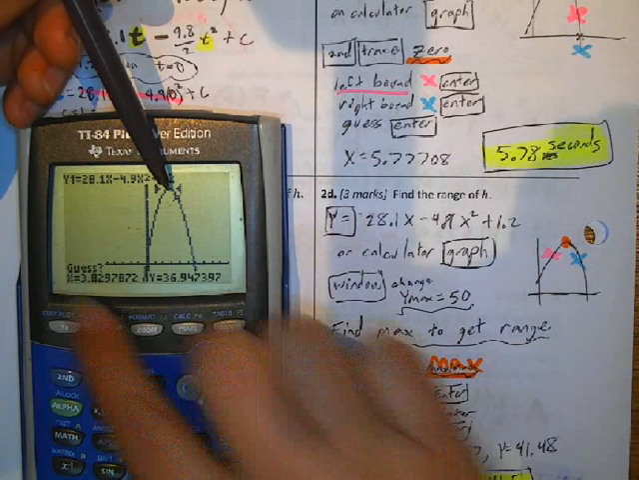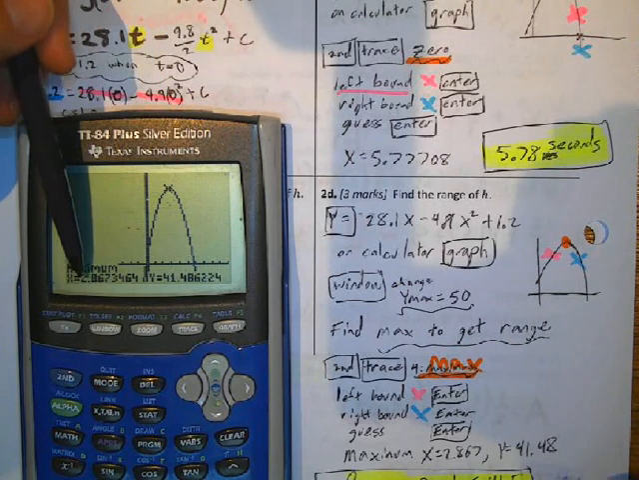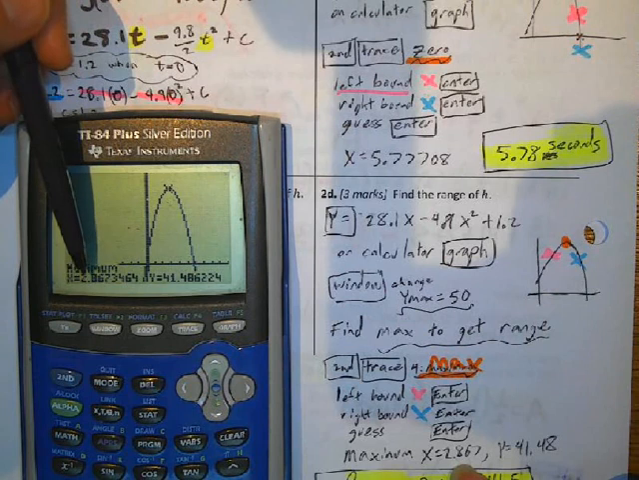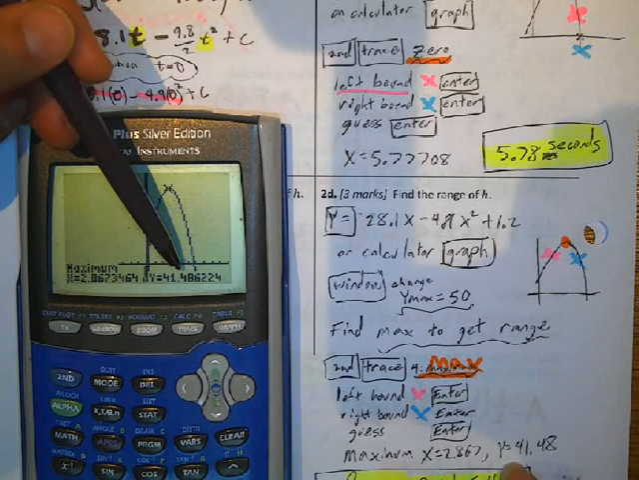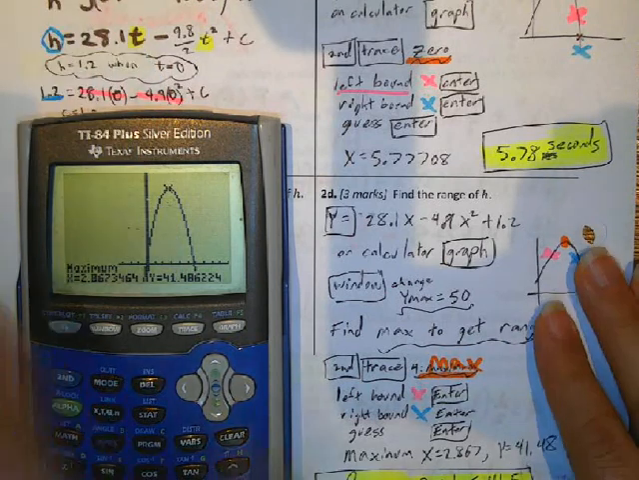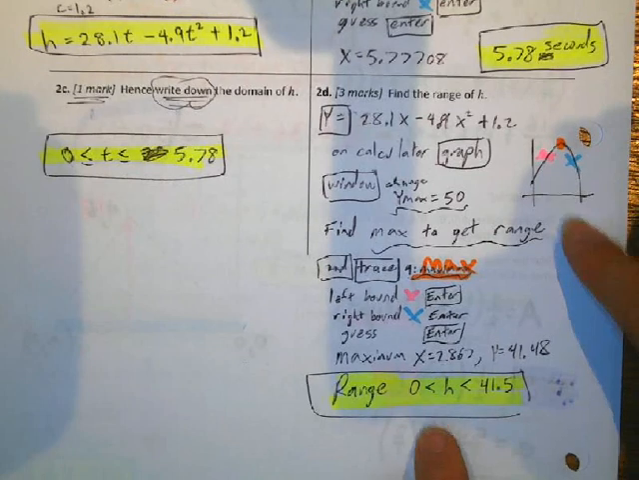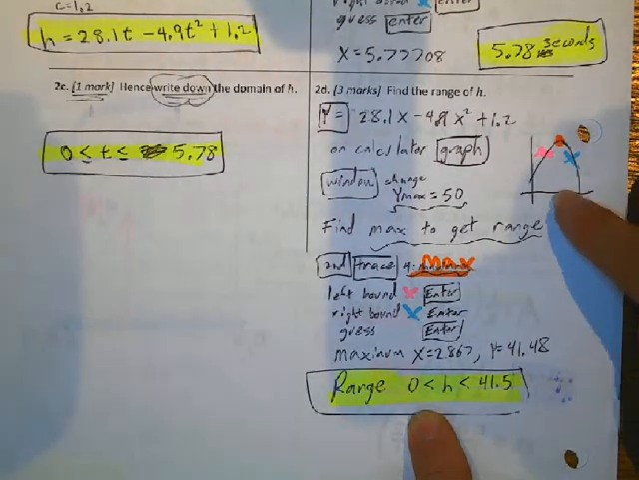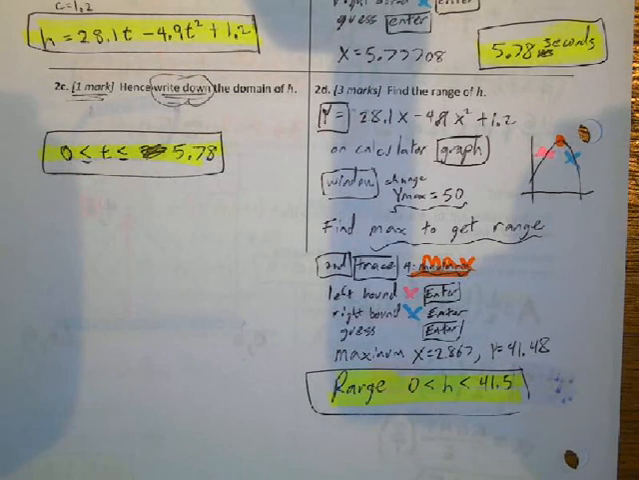I hit enter, and it tells me my maximum point is 2.86, comma 41.48. So my range is the y values, right? So the lowest point is 0, and the highest point is 41.5. Okay, might want to hit pause if you need to copy down these details.